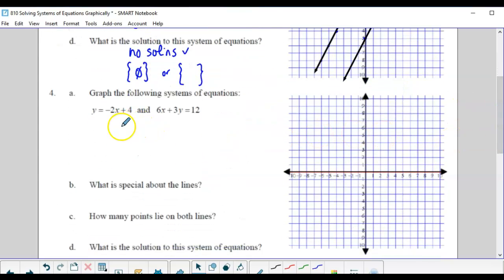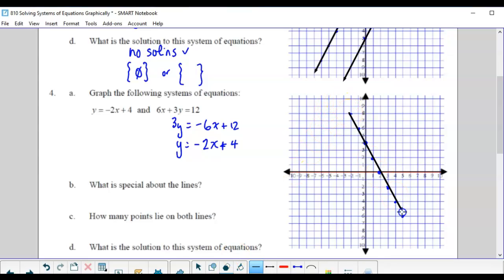Next one, we've got it in slope y-intercept form. Let's just put this in slope y-intercept form. And you'll notice they're exactly the same line. If you put them in the same form, then you can tell if they're exactly the same equation. So no matter, I'll just do a few more points here. Okay, so joining these up.